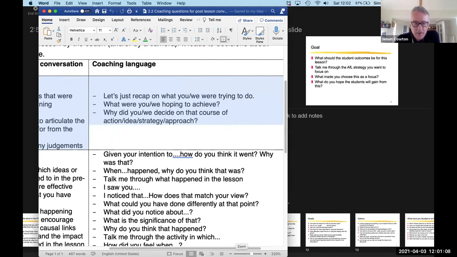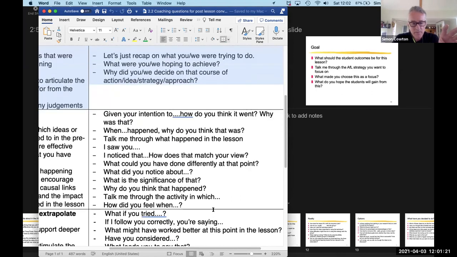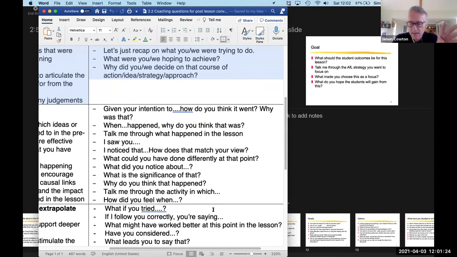Let's just recap on what we're trying to do. What were you hoping to achieve? Why did you decide on that course of action? That's your recap and refocus. And then we go into the first of the E's, which is the evidence, evaluating the evidence. Those are example questions. The observant ones amongst you will notice that they are all open questions. There are no closed questions.